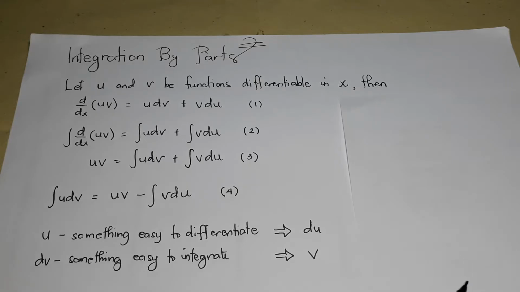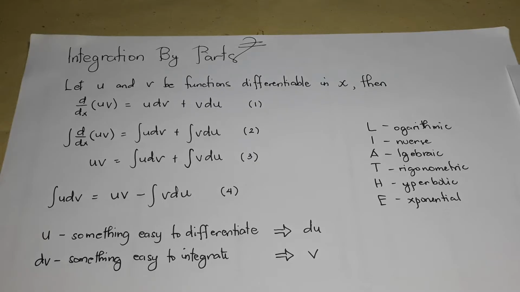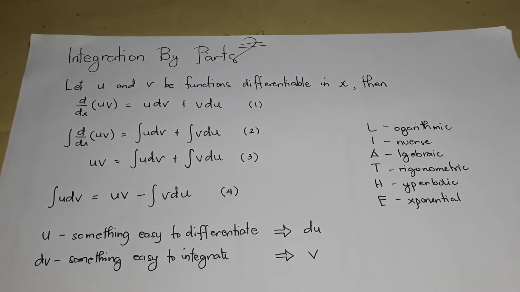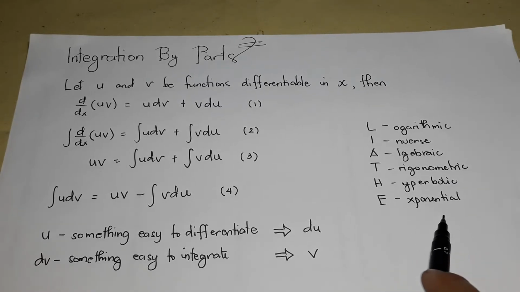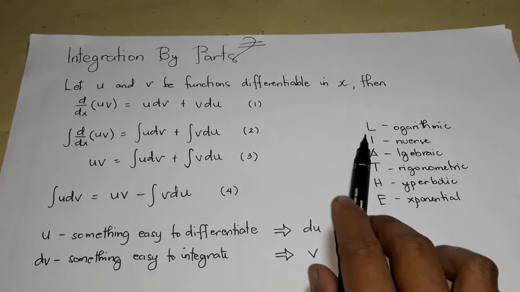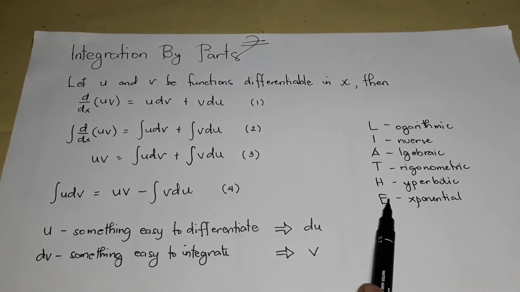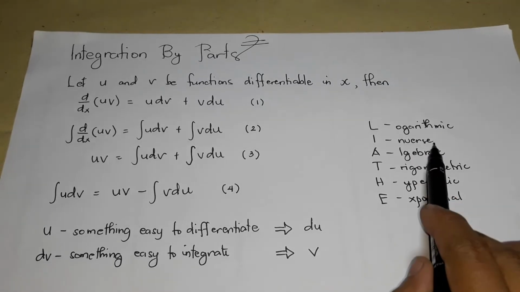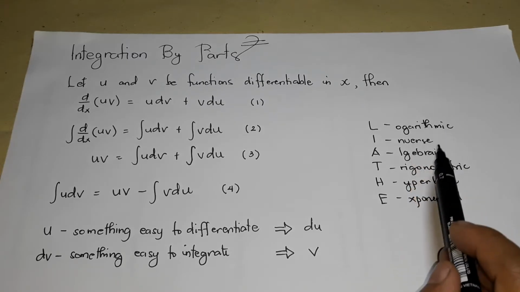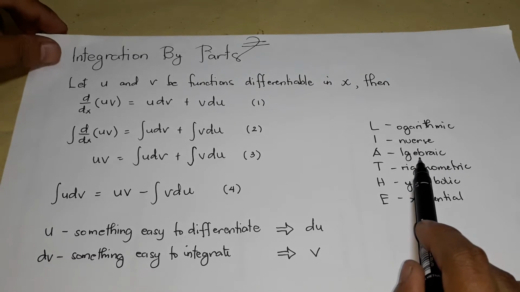For that purpose, you can use this acronym. It stands for logarithmic, inverse, algebraic, trigonometric, hyperbolic, and exponential function, and that is abbreviated as LIATE. Again, that's LIATE. Whichever comes first in the hierarchy will be your u. For instance, if your integrand contains a logarithmic function and an algebraic function, then your u will be the logarithmic function and your dv part will be the algebraic function.